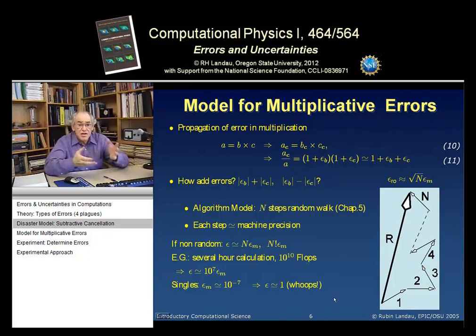And we can ask here, what happens when we have multiplicative errors? Is it any different?